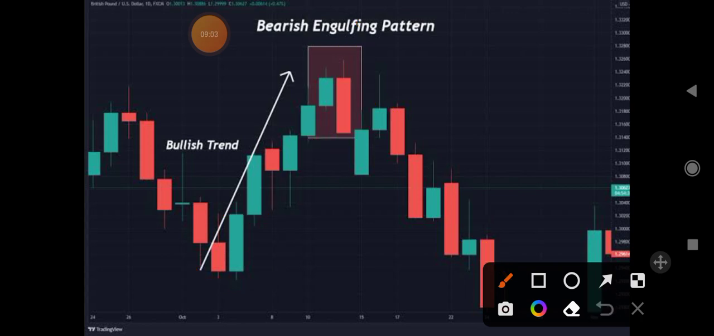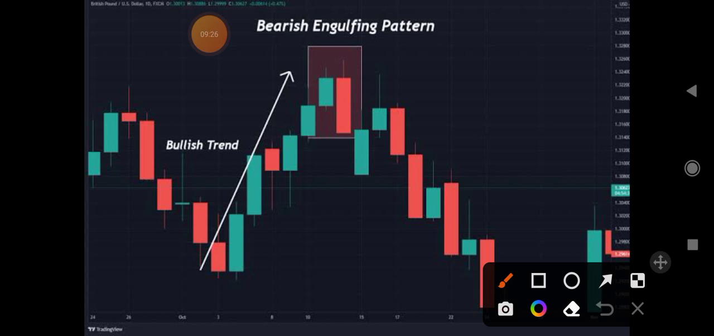All these formations we are seeing, they don't work all the time. Why I'm saying so is this. All the time means not just anywhere. If you want to trade these candlestick patterns, you must wait. They must appear at a certain place on the chart before you go in for them.